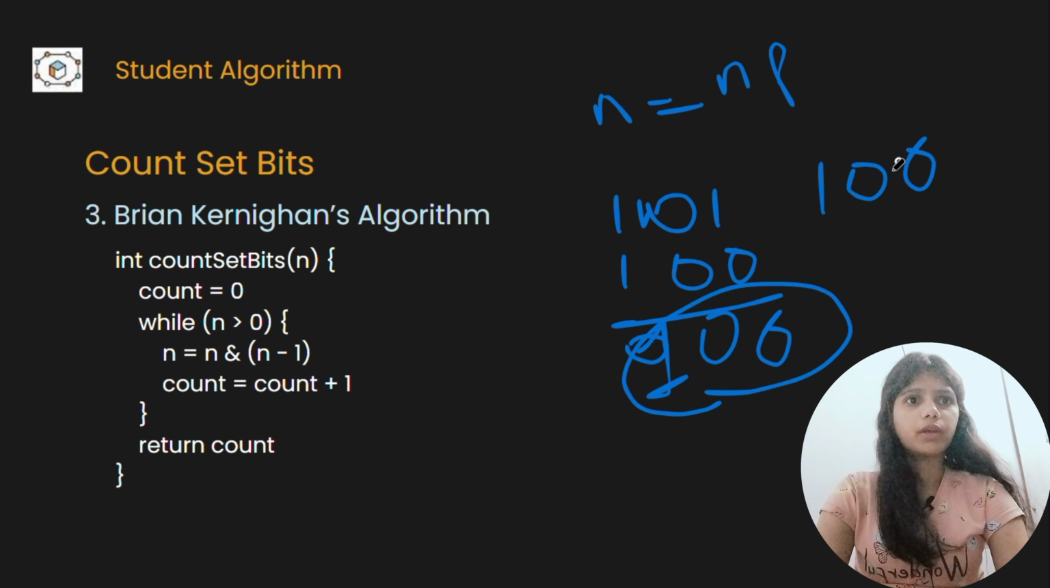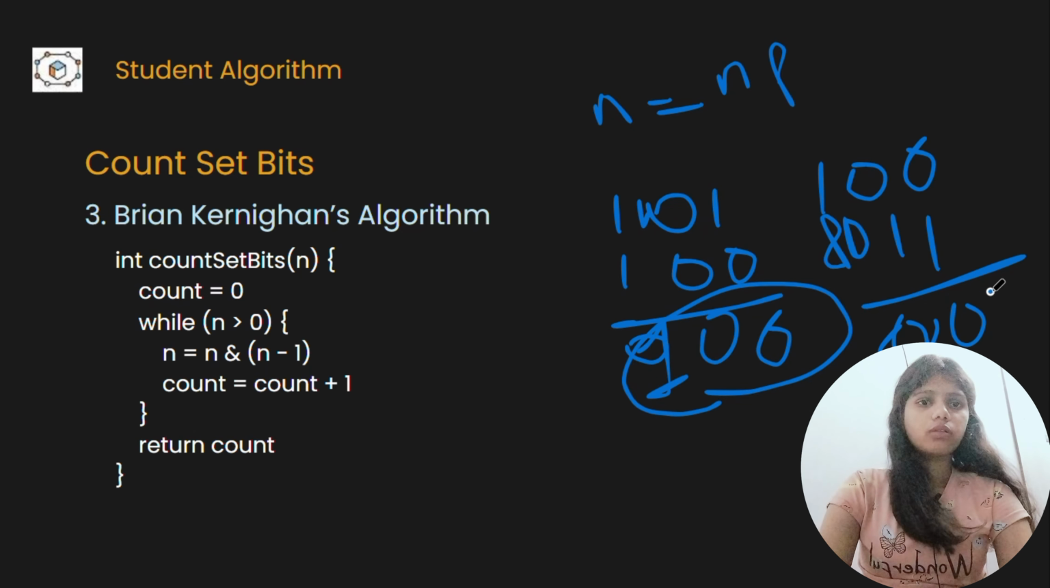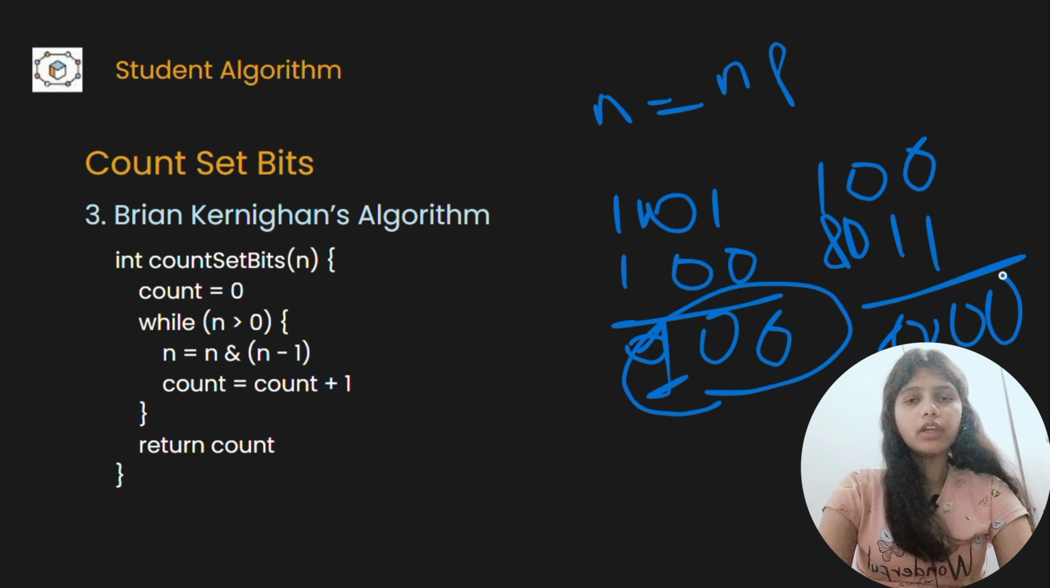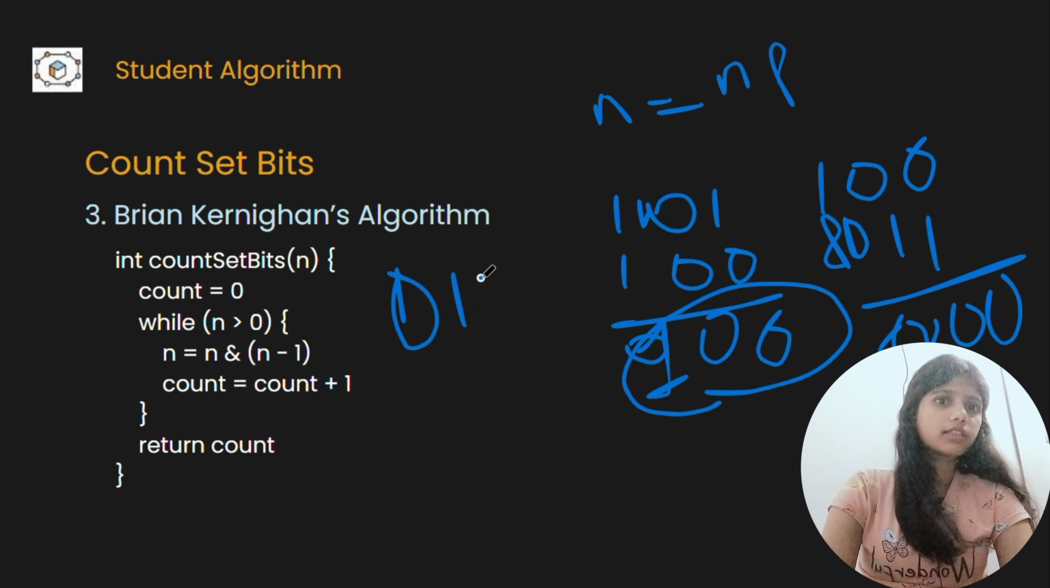So now, what is the AND operation? Again we need to compute n and n minus 1, right? It becomes 000. Got it? So basically, we have seen n and n minus 1 in powers of 2, right? In that, everything we perform will be moving to the right.